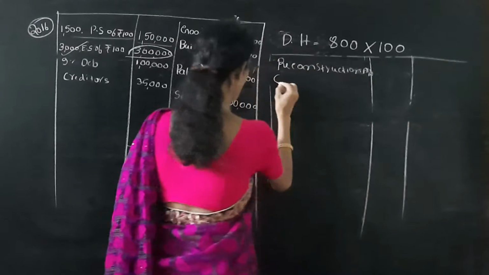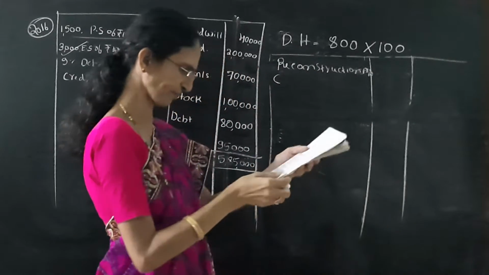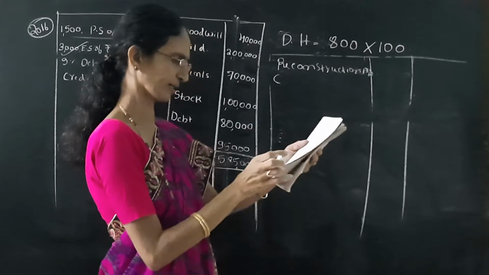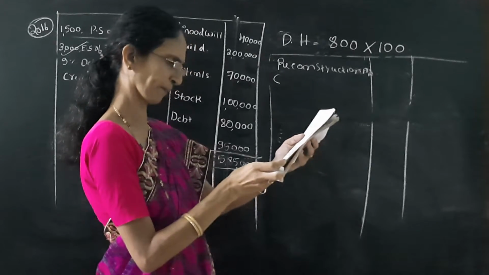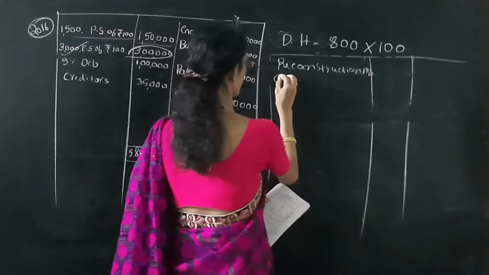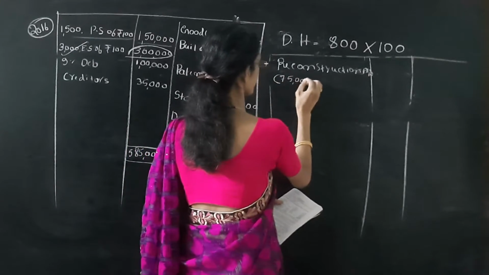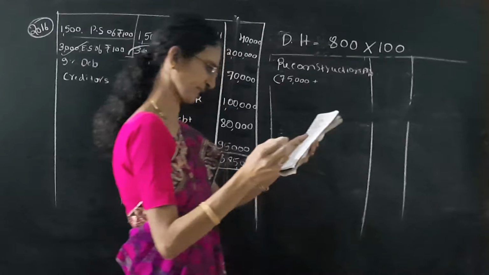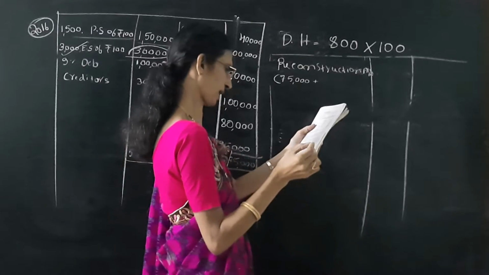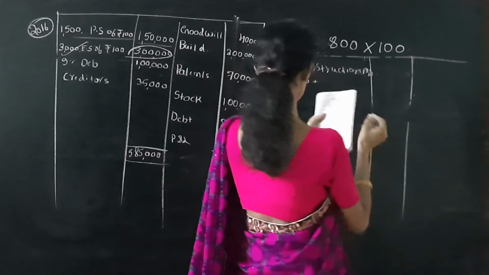Reconstruction account debit. See the first journal entry. Here the reconstruction account is 75,000. Next reconstruction account is 1,80,000.